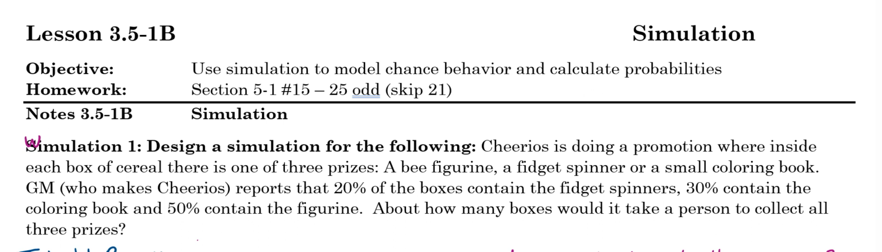So our first simulation is going to be a pretty standard one. So here's the situation. It says, design a simulation for the following. Cheerios is doing a promotion where inside each box of cereal there is one of three prizes: a bee figurine, a fidget spinner, or a small coloring book. GM, who makes Cheerios, reports that 20% of boxes contain fidget spinners, 30% contain the coloring book, and 50% contain the little bee figurine. And then it says, about how many boxes would it take a person to collect all three prizes?